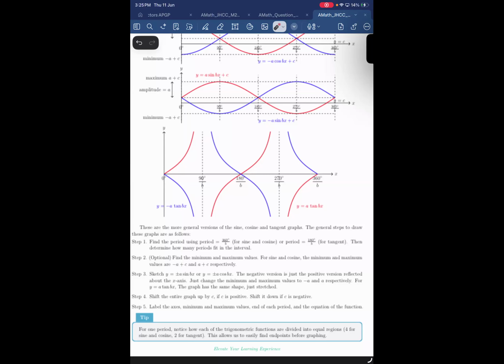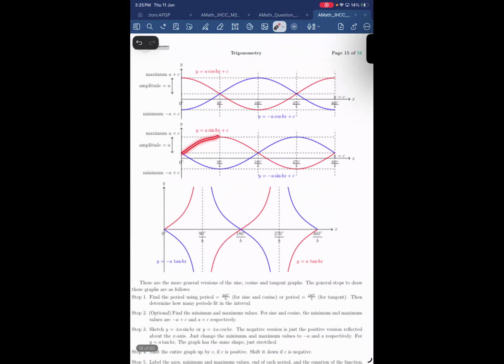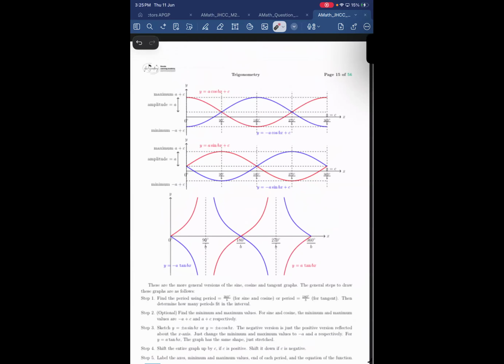You can actually divide each of these functions into 4 sections. Once again, for sine it is 1, 2, 3, 4, and for cosine it is 1, 2, 3, 4. So if you're asked to sketch 1.25 of a cycle, you sketch one full cycle, then another that goes below, and then a quarter of a cycle more.